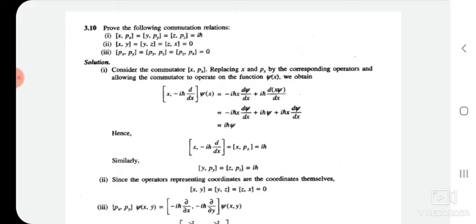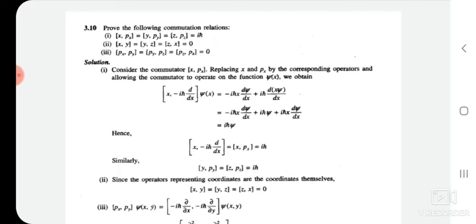Similarly, we can solve [y, py] and [z, pz]. [y, py] and [z, pz] are for your practice. You have to show that [y, py] and [z, pz] are equal to iħ. You have to solve this, show these two relations, and send it to me on my WhatsApp number.